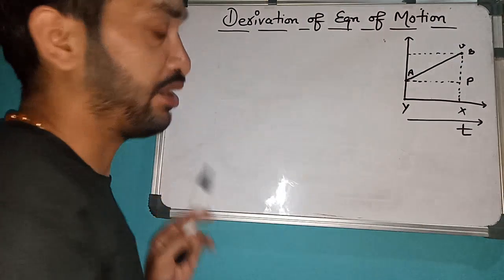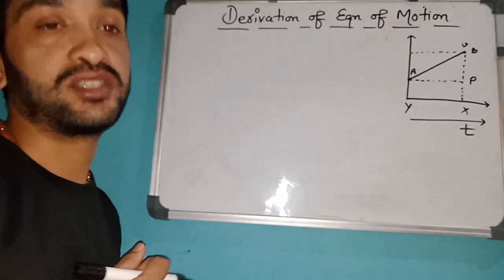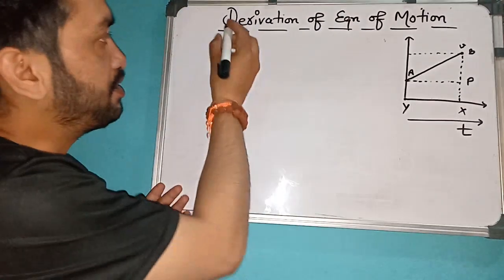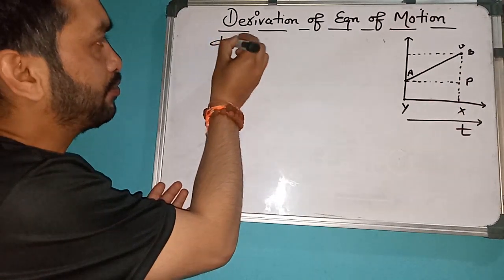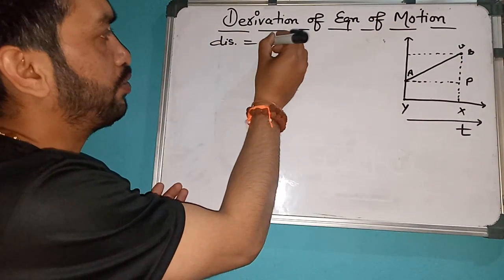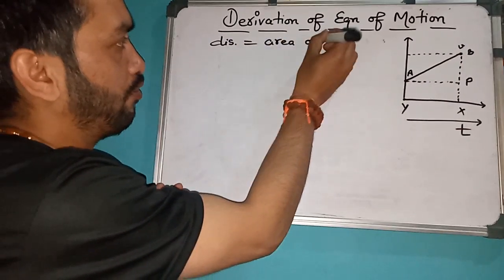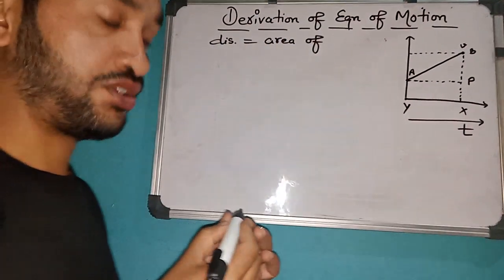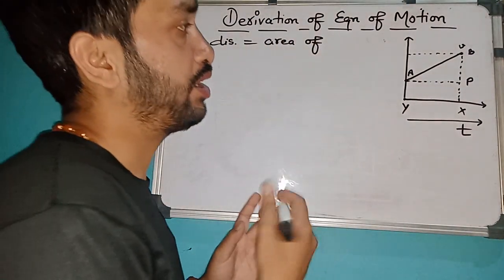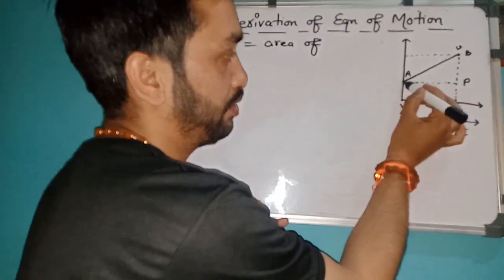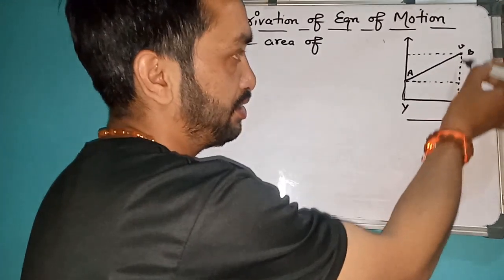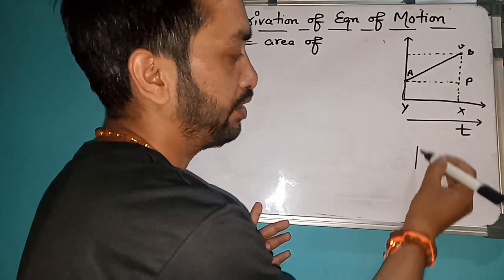How to derive the second equation, which was s equals ut plus half at square. See, distance traveled according to this graph is equal to the area of the figure. Now see what structure we are going to get. If I want to take out the area, what is the enclosed line? This line will enclose something, and you are getting something like this.